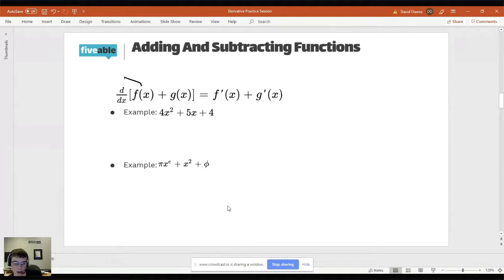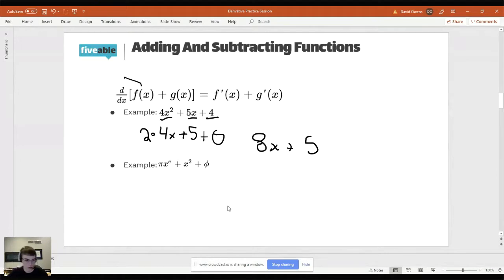So for example, we just take the derivative of each of these pieces, and then we add them all together. We've got 2 times 4x to the 1, plus 5. We've got x to the 1 here, so 1 times 5 is 5, and x to the 0 is 1, so it just becomes 5. And then this 4 is 4x to the 0, so 0 times 4 is 0, and it just becomes a big fat 0. So the derivative of any constant is 0. Simplifying that, we get 8x plus 5.